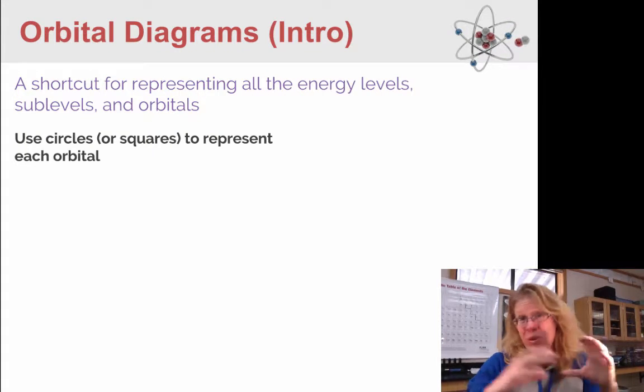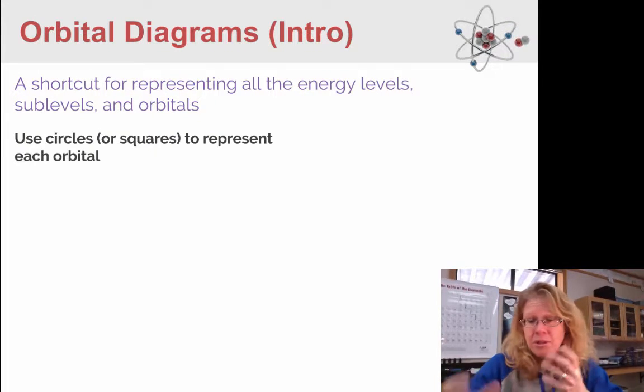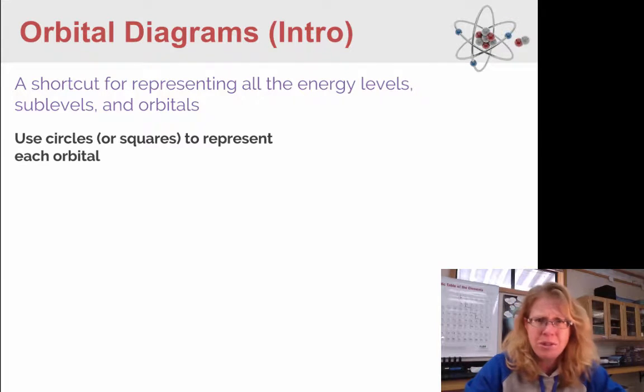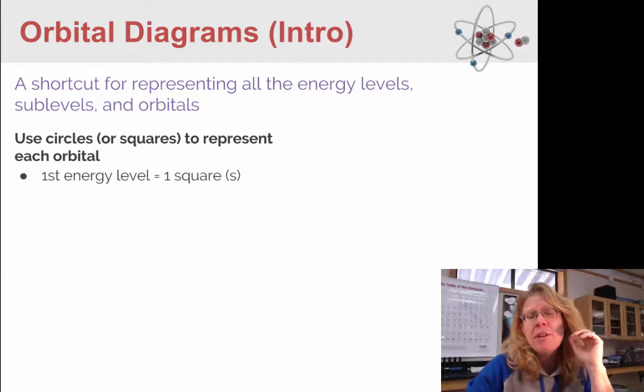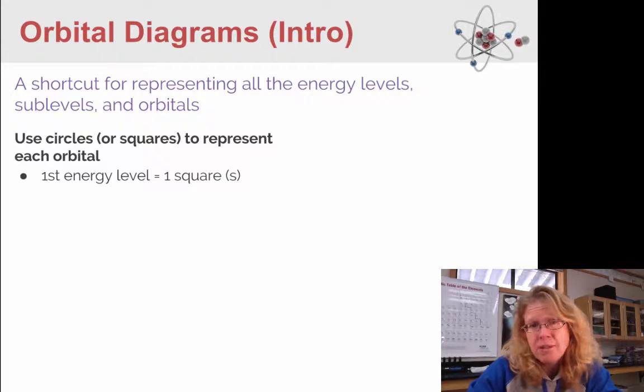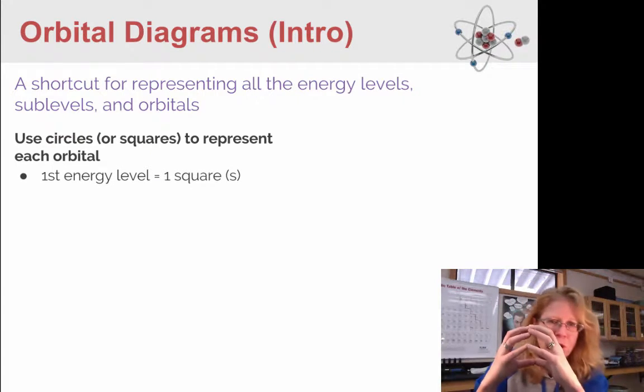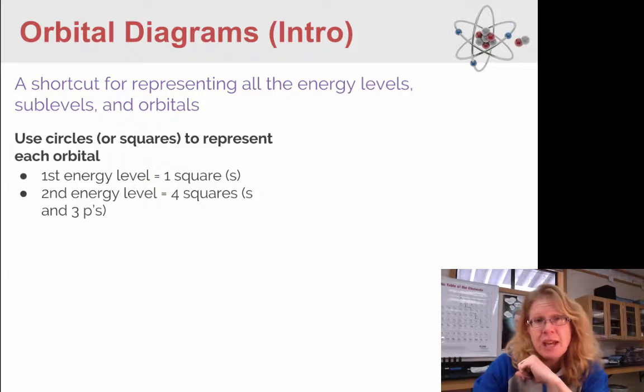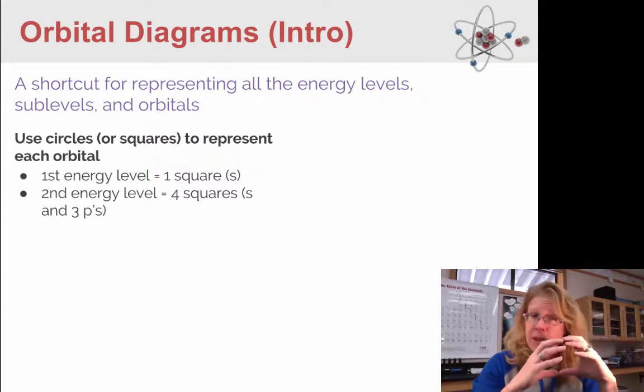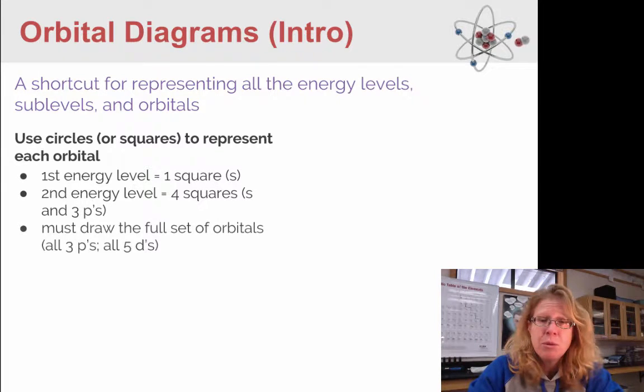So P had 3 of them. We're going to draw 3 little circles rather than trying to draw 3 fuzzy dumbbells or 3 clovers or 3 dumbbells with donuts on them. It just makes it a lot easier. The first energy level has 1 sublevel, so you draw 1 square or 1 circle for it. The second energy level has 4 squares to it. It has the S sublevel with 1 circle, and the P had 1, 2, 3 to it. So you're going to draw a total of 4, 1 S and 3 Ps.